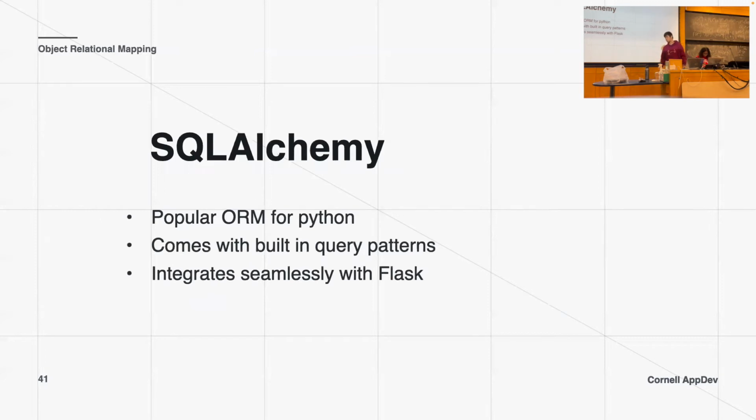So the library we're going to be using for this ORM is called SQL Alchemy. It's a very popular ORM for Python. It's also very easy to use because the keywords used directly translate to the keywords in SQL. And it's amazing because it integrates seamlessly with Flask. So it's very easy to use along with Flask, is basically what we're trying to get here. Okay, make sense?